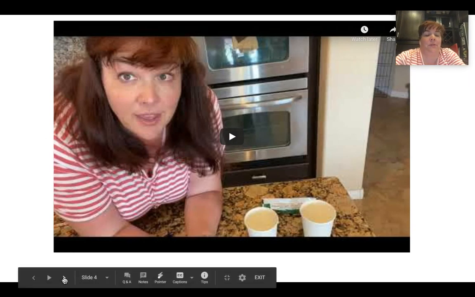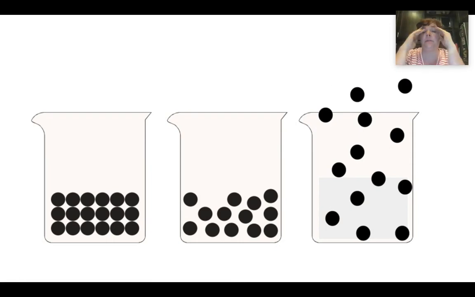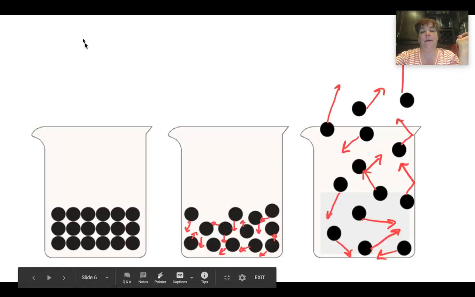Okay, so here we have our particle model we've talked about. Now, we've talked about positive things and negative things about a model. Obviously, there's something big missing on this one. Can you guys tell me what it is? We are missing movement. Okay, so here I have my solid model.